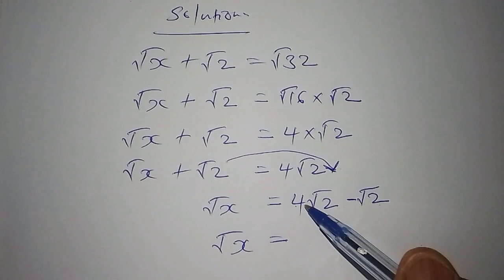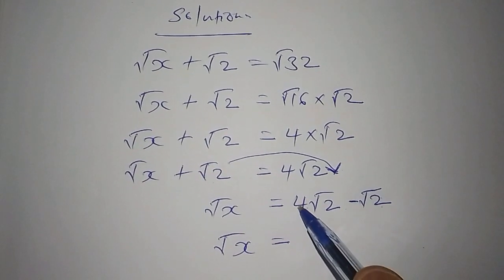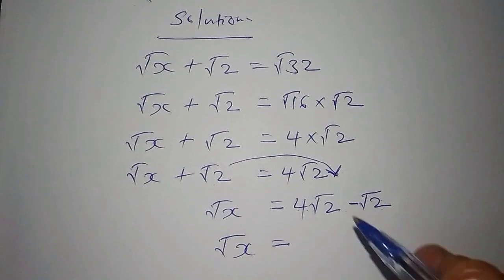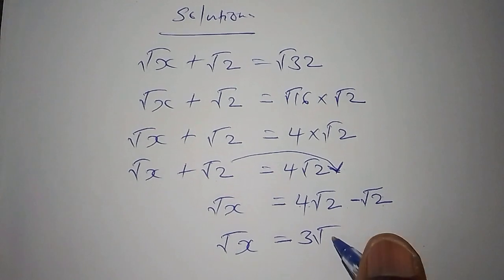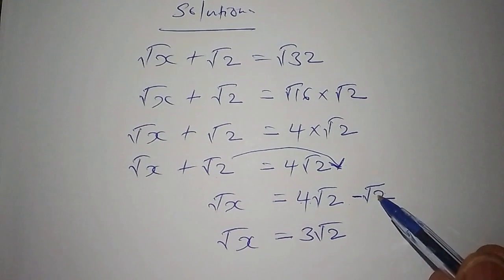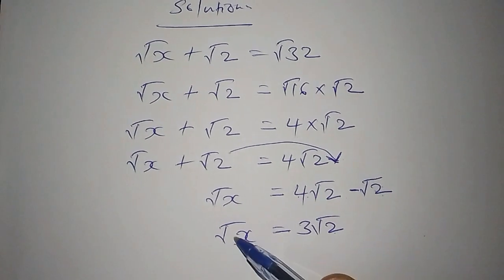So here we shall have root x is equals to 4 root 2 subtract root 2. So this 4 root 2 is assumed there is 1 root 2. So we say 4 subtract 1, we shall have 3, then that 3 root 2. Because root 2 subtract root 2 remains to be root 2. So I want us to have the x alone.